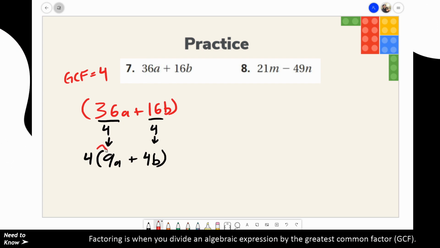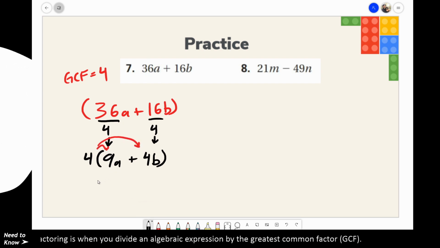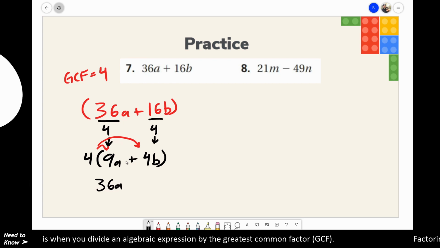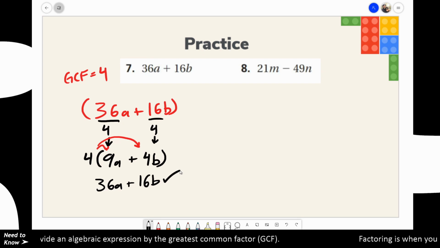And again, I can check it by doing the distributive property. Well, what's 4 times 9a? It's going to be a 36a. What's 4 times 4b? It's going to be a 16b. Checks out.